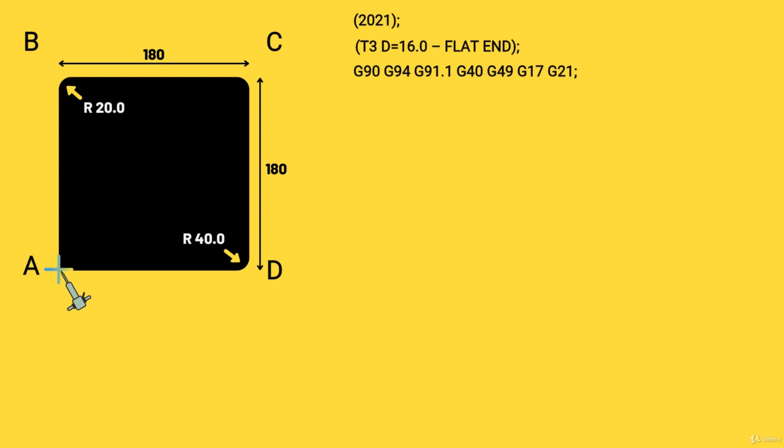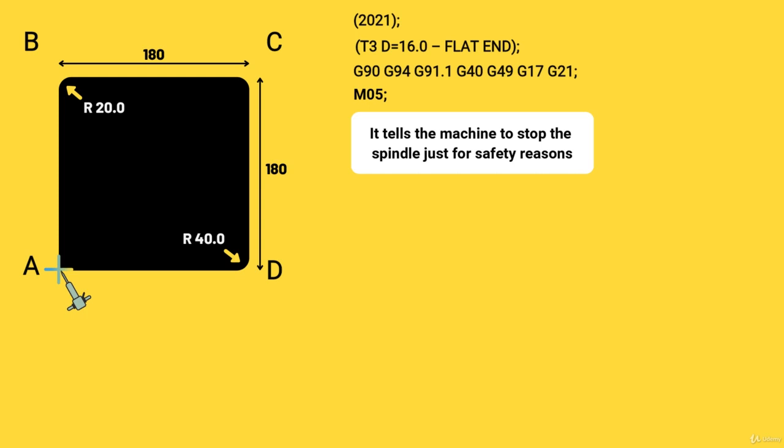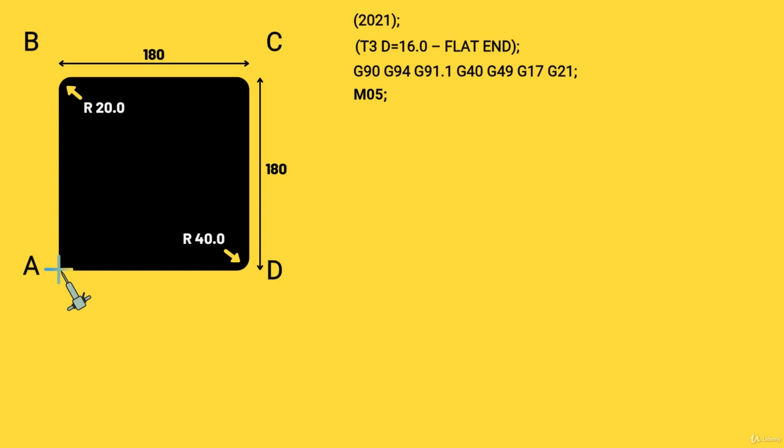The first code that we are coming across in this program is M05. It tells the machine to stop the spindle just for safety reasons. That is, if by mistake the spindle was running, this code will stop it so as to save the machine and workpiece altogether. Now, all the M codes and G codes that start with a 0 can also be written by omitting the 0 as M5, and the machine will read it just fine.